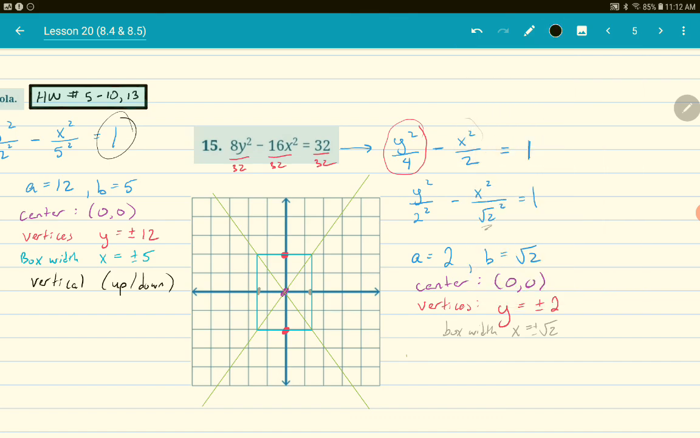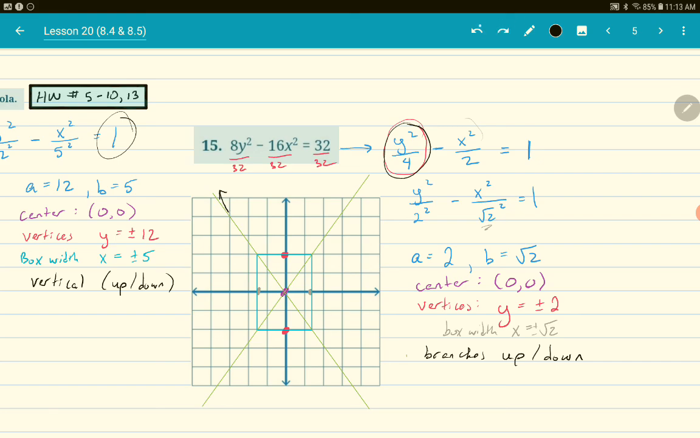And finally, I'll draw my branches in. My branches, remember, it's the y's in front. The y is the positive term, so that means that the branches open up, down, starting at that vertex. So I actually like to start at the asymptote, so I can start really close to that.